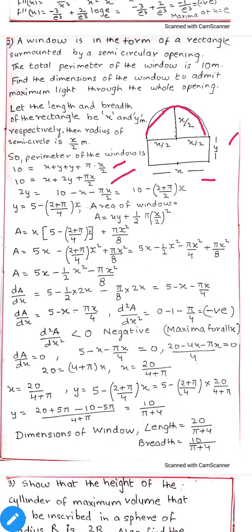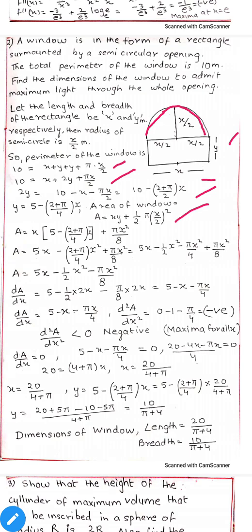2y is equal to 10 minus x minus pi x by 2. Taking minus x common and LCM, we get (2 plus pi) upon 2 bracket x as the value of 2y. So y, on dividing by 2, becomes y is equal to 5 minus (2 plus pi) upon 4 x.